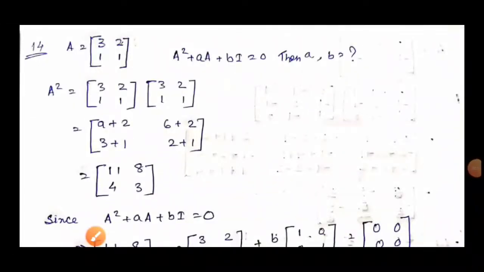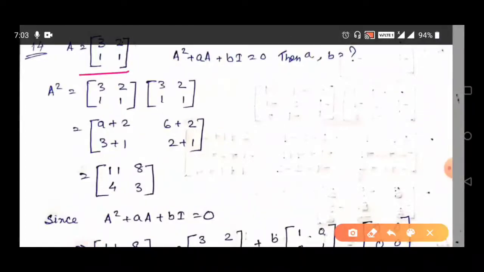Question number 14 of exercise 4.5. Here this matrix is given and we have to find a and b such that this equation is satisfied. So for that we have to find A square first. So here we have written A into A.